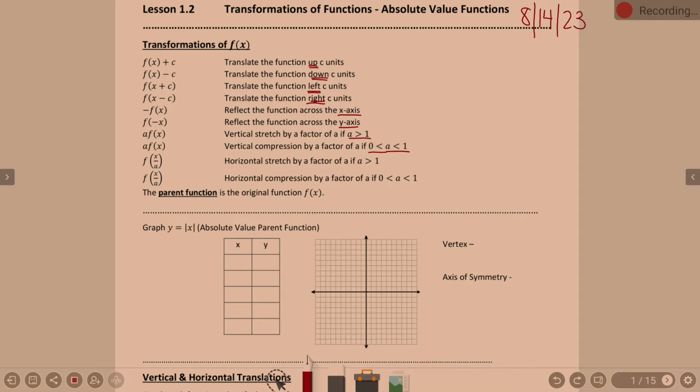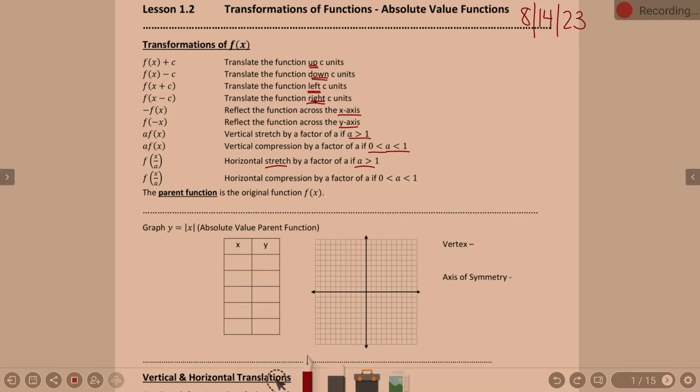the value is greater than 1, it's going to be a stretch, but this time it's a horizontal stretch. What's a horizontal stretch going to do? It's going to pull it wider. A horizontal stretch and a vertical compression are related. Okay? They are the same thing, and we can talk about factors when we get to that point.